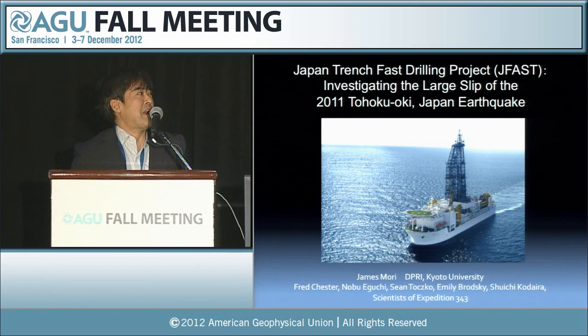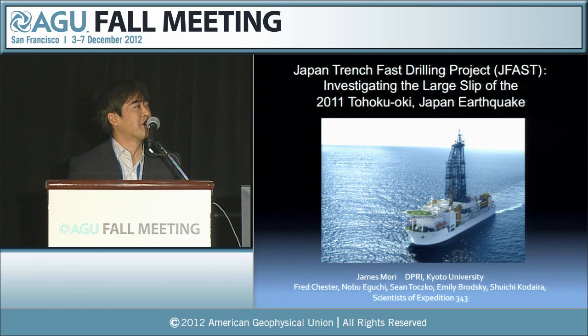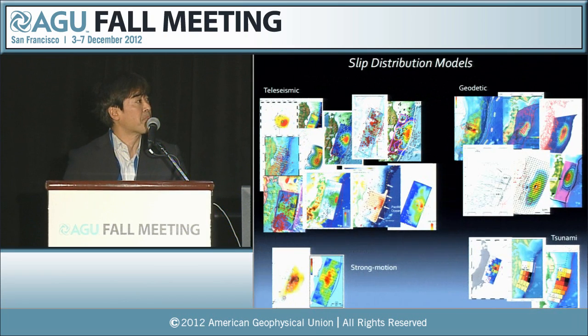Okay, I'm going to talk about the Japan Trench Fast Drilling Project, JFAST, which was carried out earlier this year. It's a project mainly to drill boreholes into the fault of the magnitude 9 earthquake that happened off of Japan last year, in 2011. There's still a lot of observations and analysis going on, so we really don't have that many results to present today, so I'm going to mainly talk about the scientific motivation for the project.